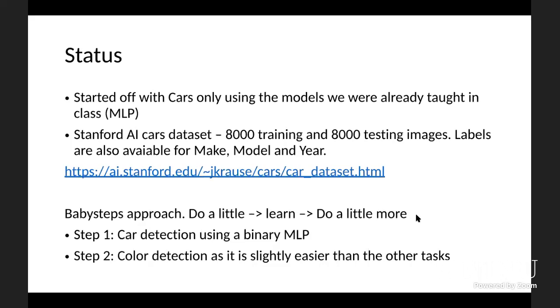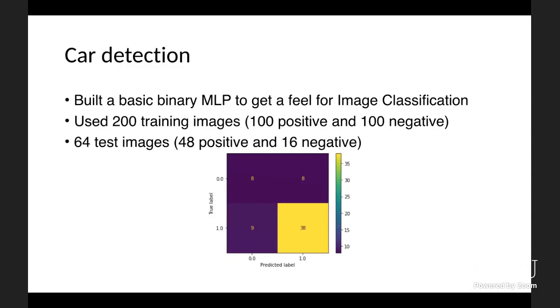So I'll move on to step 1, that is the car detection. We built a basic MLP, only to get a feel of image classification. I haven't really done this before. The only experience I have is the MNIST dataset that we solved in class. So I use the same concept here, and I haven't really done any of the RCNNs or any other deep learning models.